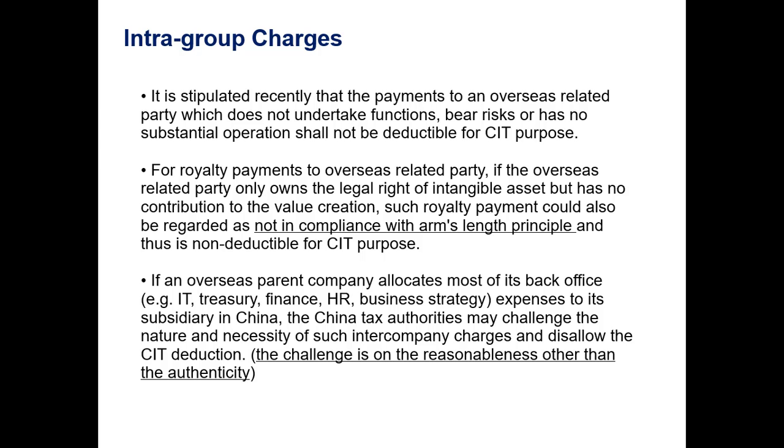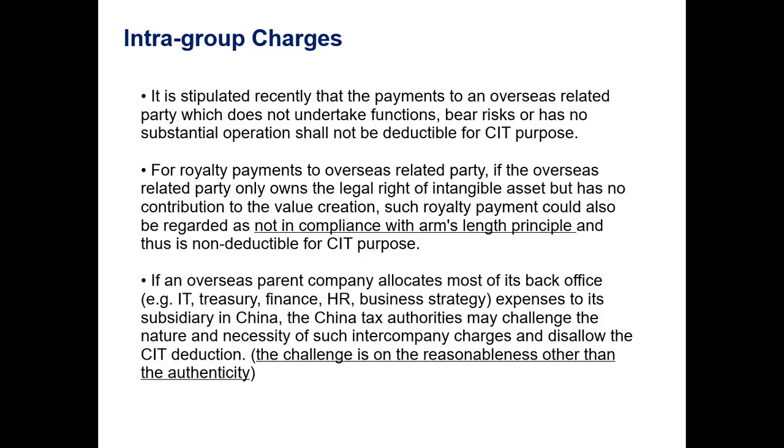The parent company wants to allocate the expenses to the overseas related party, but the China tax authority says such payment to overseas related parties which don't undertake functions, bear risks, and have no substance operations shall not be deductible for CIT purpose. Which means, okay, you can pay it, but after the payment, the tax bureau will double check whether the payment is reasonable. If the payment is not reasonable, they will say, even if you pay it out, you cannot deduct such expenses from an income tax perspective. This is a penalty, right?